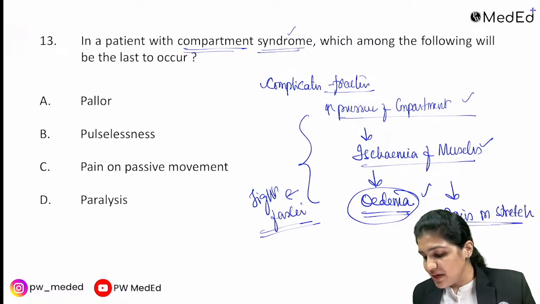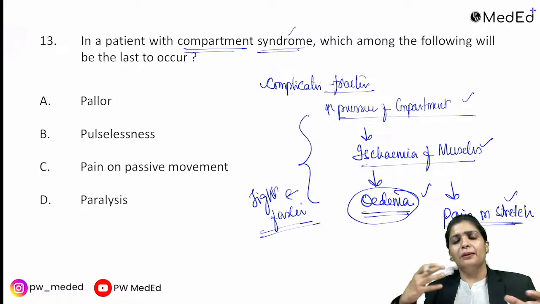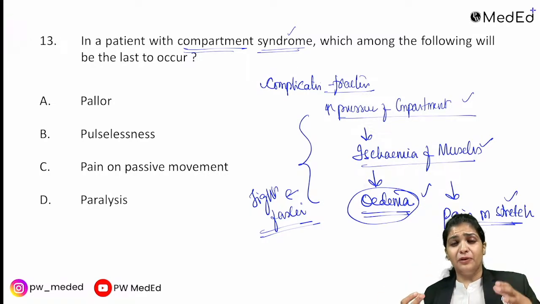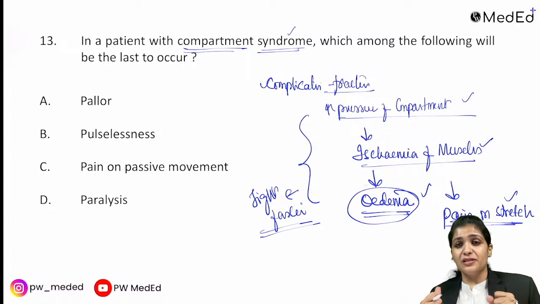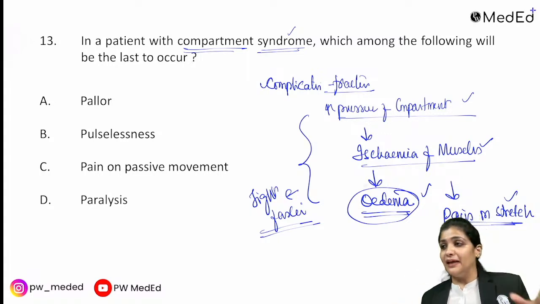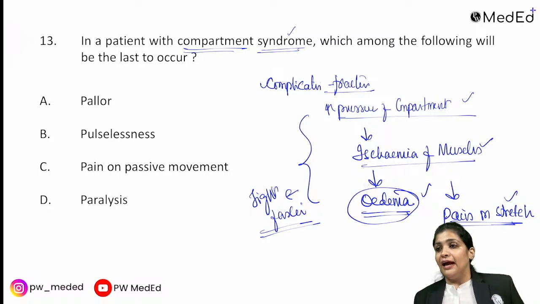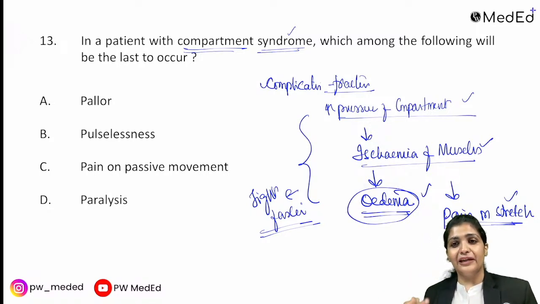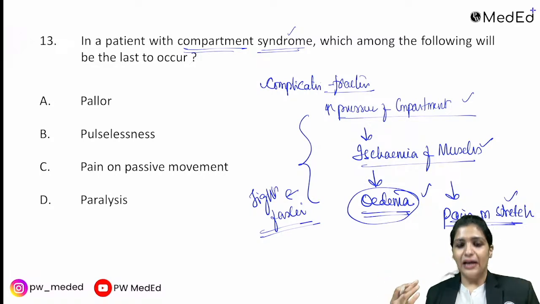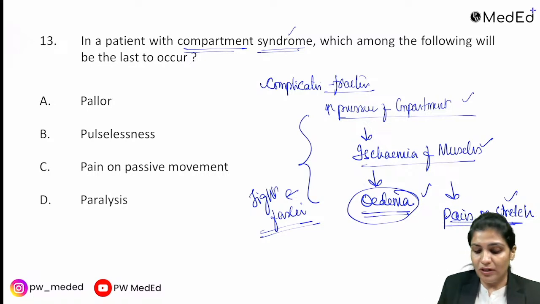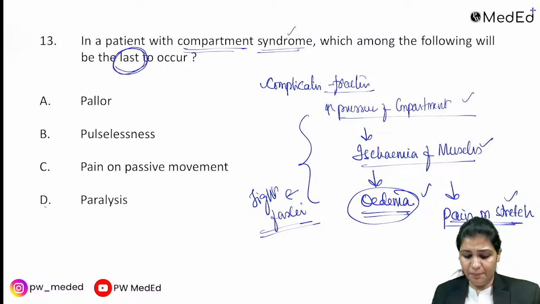Whenever you try to stretch the muscles, because they have already been compromised in blood supply, they can't act, and then they produce severe pain. If this pain is disproportionate, and the patient is asking for an increased dose of analgesia than normal, then you always have to think of compartment syndrome. So first is the pain on stretch, and what is the last? Here the question is the last. The last is the paralysis.